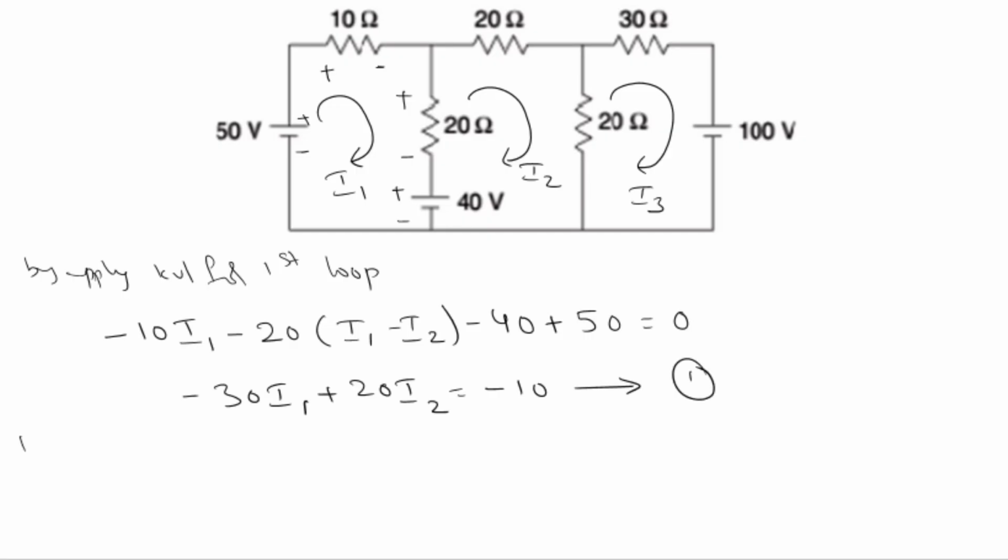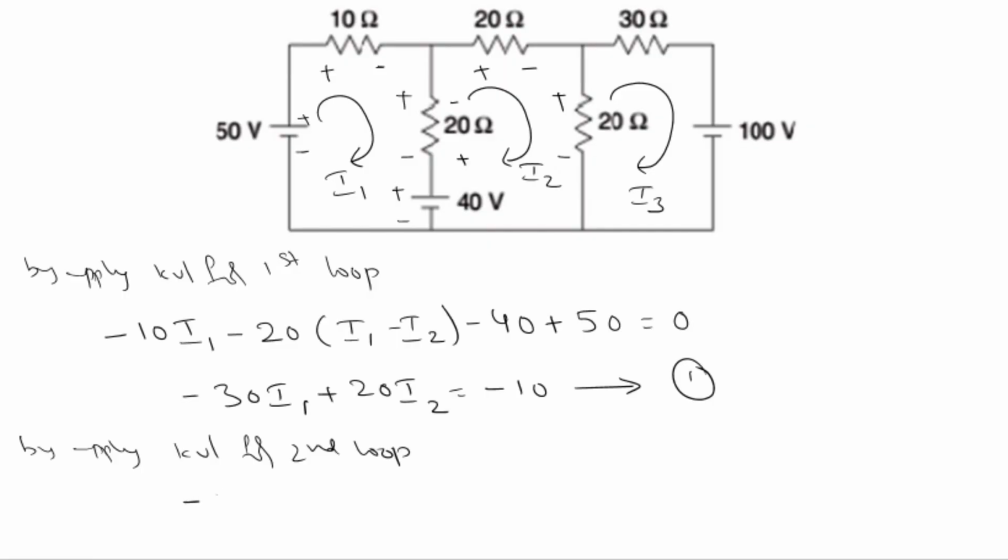Again, by applying KVL for second loop, for second loop also, inside loop we will consider plus sign and minus sign based on the direction of current. Here direction is clockwise, that's why we are assuming plus sign and minus sign. We are writing plus sign and minus sign inside the loop.